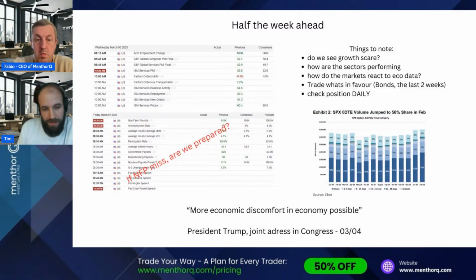Why is it like that? Last week, a CBOE research paper, which they do quarterly, on heavy options skew: the SPX 0DTE volume in February makes up 56% already. That's pretty high. That's sometimes the reason you have those extended moves in the markets.